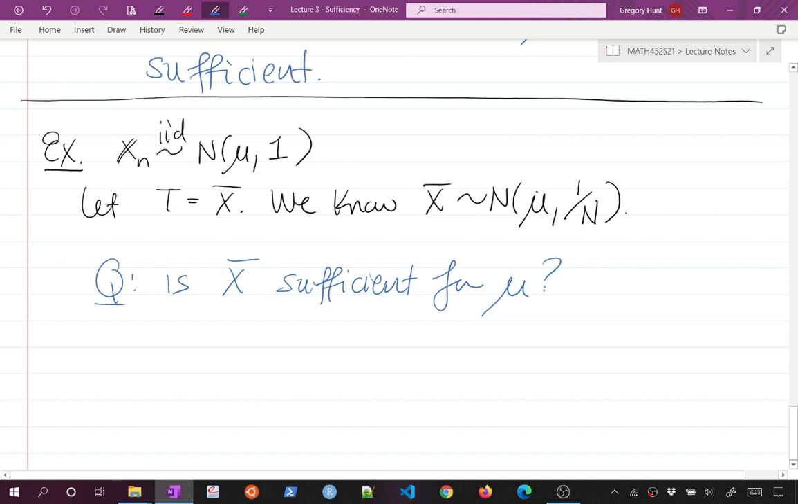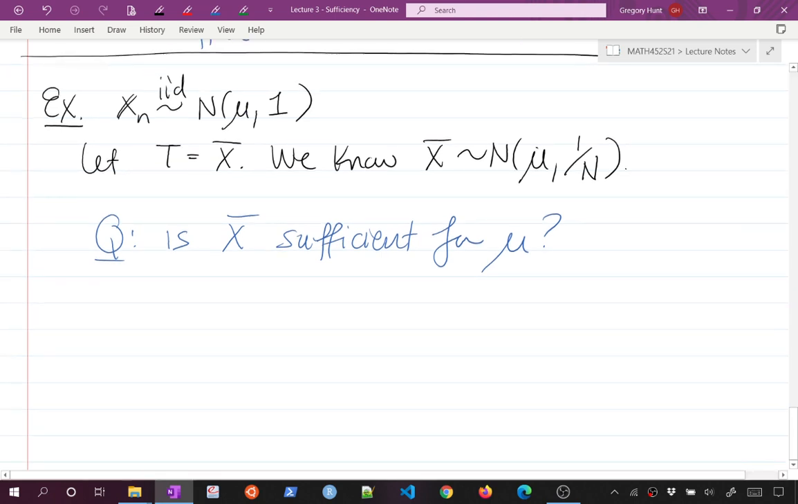Our gut instinct tells us that x bar should be, right? Mu, for a normal distribution, is the location, and the arithmetic mean, x bar, is kind of the prototypical way of estimating location. It seems like x bar should contain all the information about the mean. And indeed it does. We can show that x bar is sufficient for mu. It contains all the information.